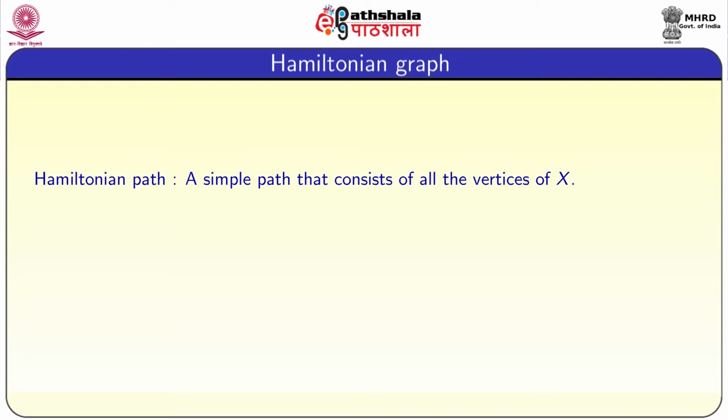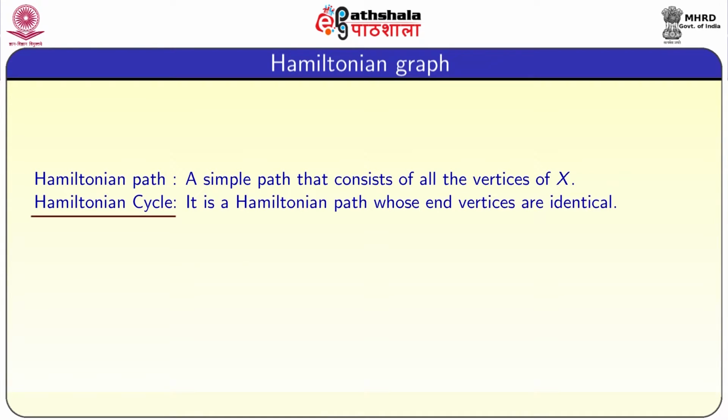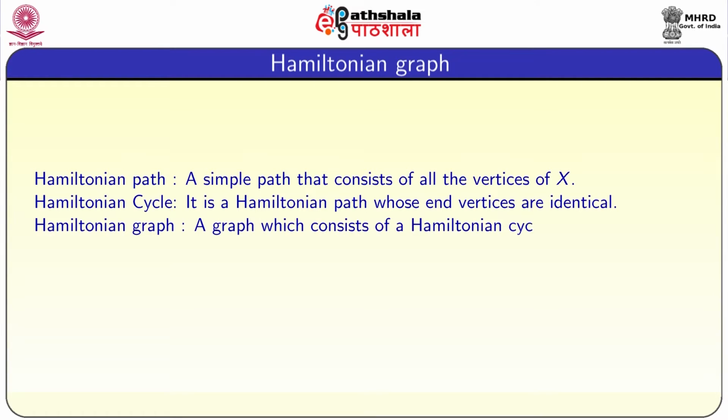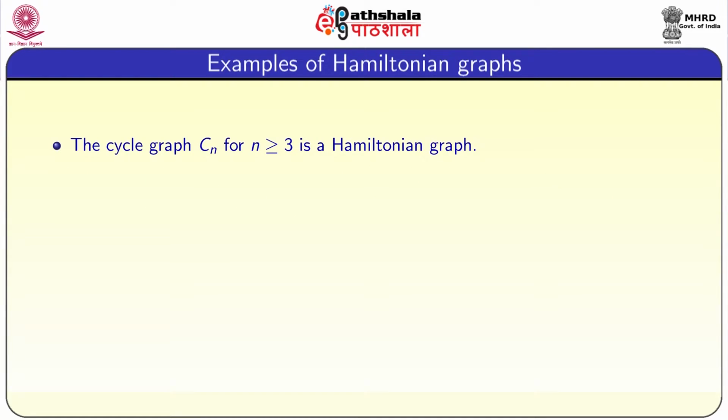First, a Hamiltonian path: a simple path that consists of all vertices of X is a Hamiltonian path. A Hamiltonian cycle is a Hamiltonian path whose end vertices are identical. A Hamiltonian graph: a graph which contains a Hamiltonian cycle is called a Hamiltonian graph. A few examples of Hamiltonian graphs: the cycle graph Cn for n greater than or equal to 3 is a Hamiltonian graph.